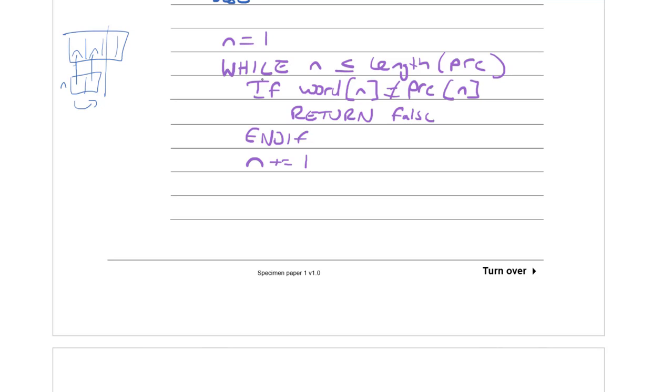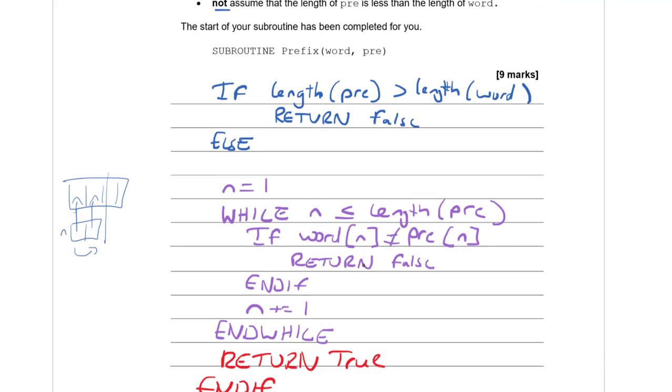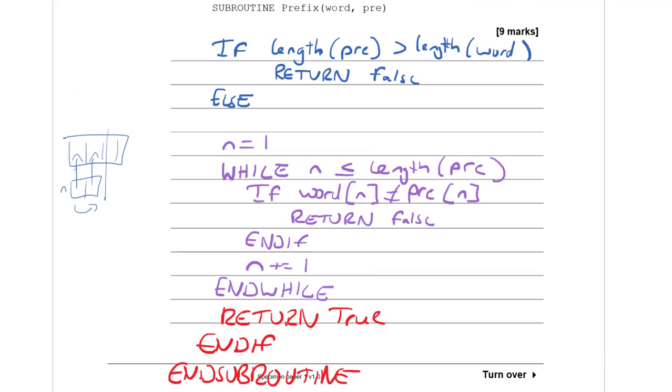So this is all we need for our while loop, so we can close our while loop off here, because if it's got through this while loop unscathed, if it hasn't returned false at some point, then that means the whole of pre must match the start of word, so we can return true at this point. And end if, and we can even do end subroutine as well. So that's basically our code. Not very complicated really, and it's worth 9 marks, which is quite a lot. So I think anyone would be able to program this in a programming language.